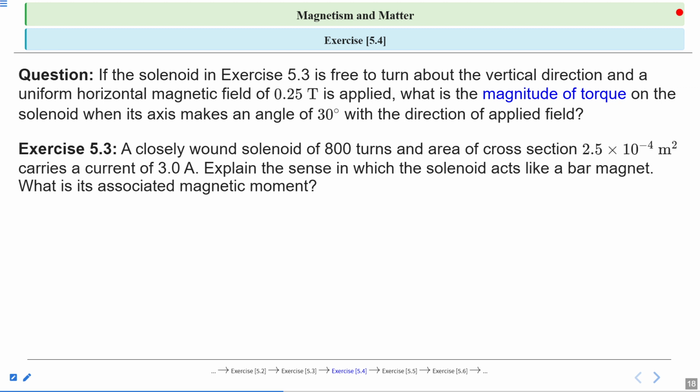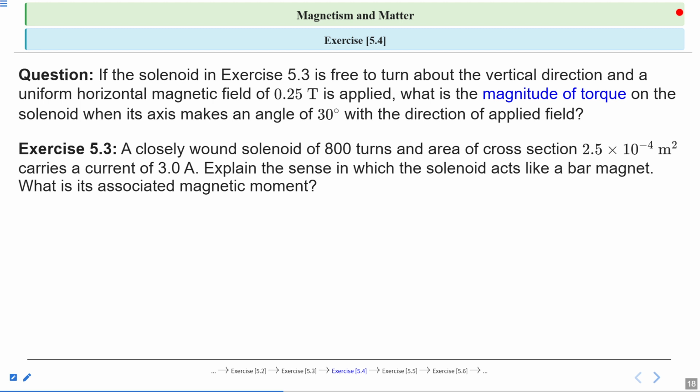Now we are considering this solenoid as a dipole. We can consider this solenoid as a bar magnet, as in the case of bar magnet in the uniform magnetic field. We are considering here solenoid in the uniform horizontal magnetic field of 0.25 Tesla, and this solenoid is free to turn about a vertical direction. What is the magnitude of the torque on the solenoid when its axis makes an angle 30 degree with the direction of applied field? Okay, angle is also given.